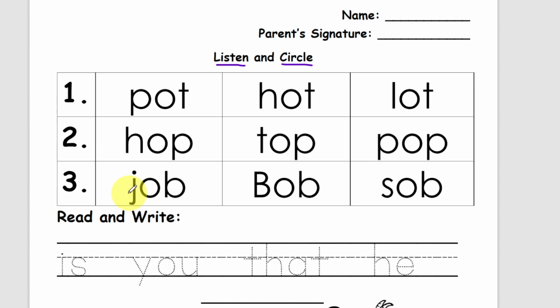All right. Next one, j, ob, job. What kind of job do I have, I wonder? Oh, I'm a teacher. You're a teacher. Job. Next one. Bob. I have a friend named Bob. And then sob. Sob. What does sob mean?